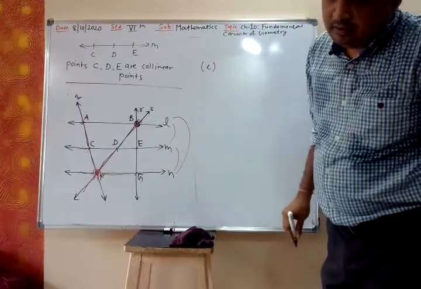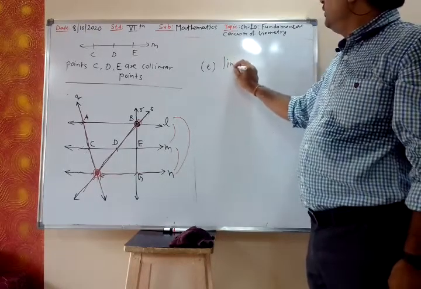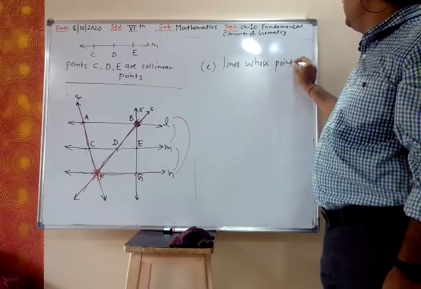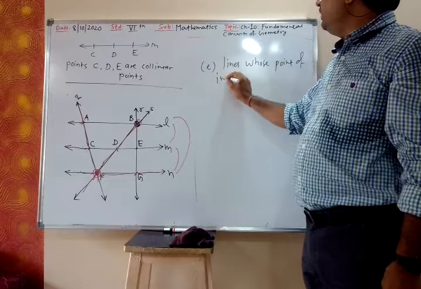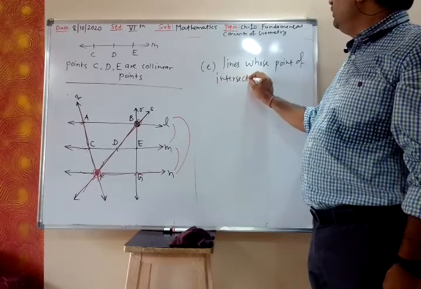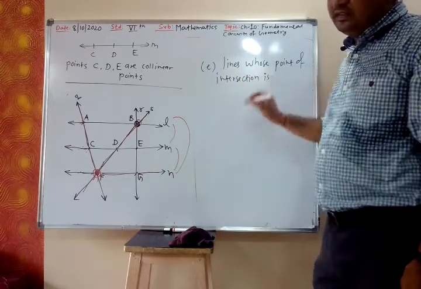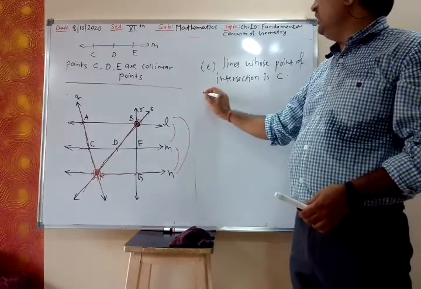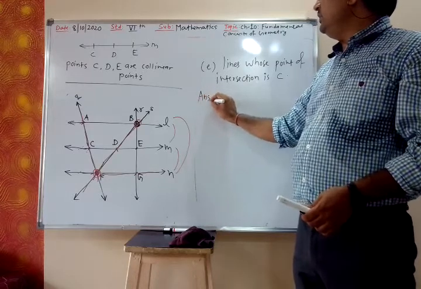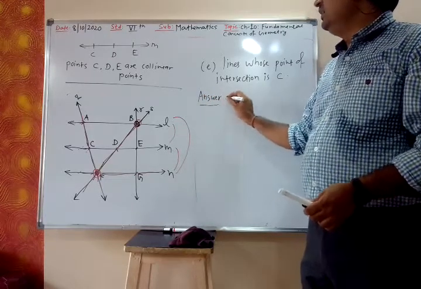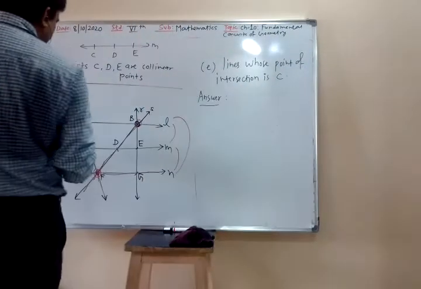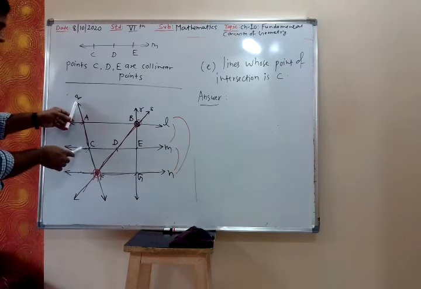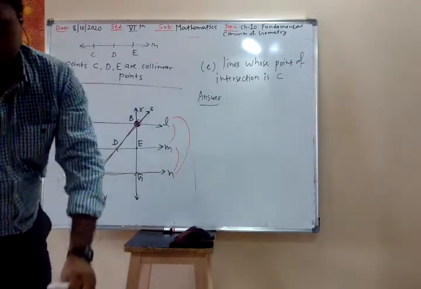Lines whose point of intersection is C. C is the point of intersection of which lines? Tell me. C is the point of intersection of which lines? Q and M. Yes, right.